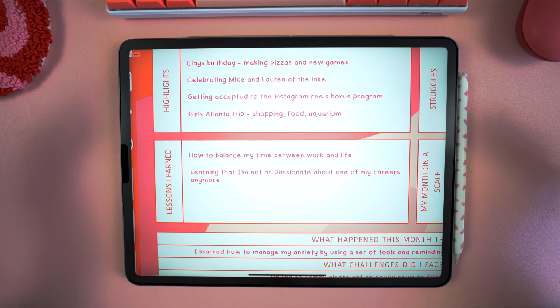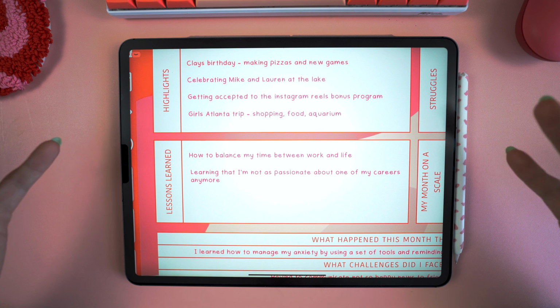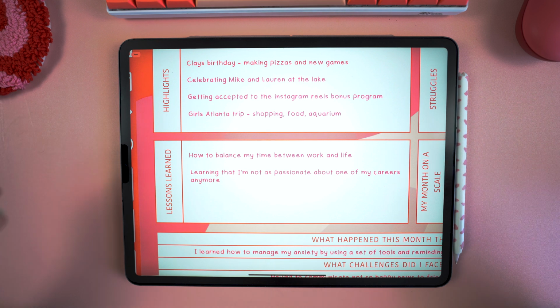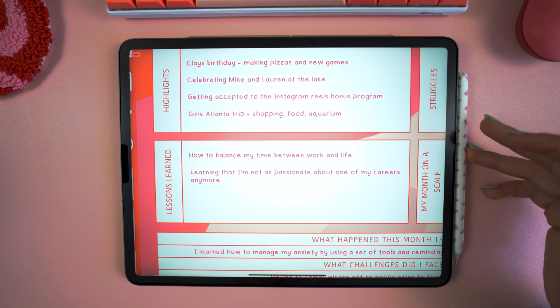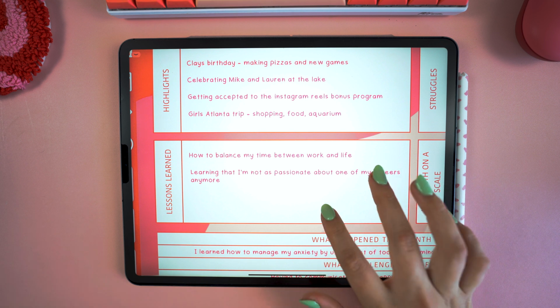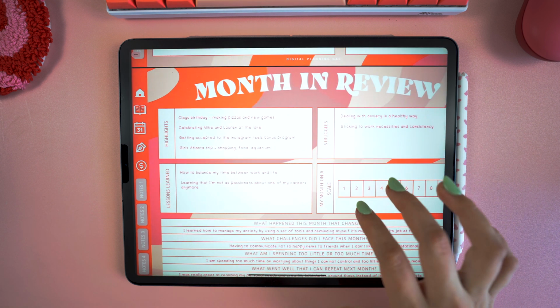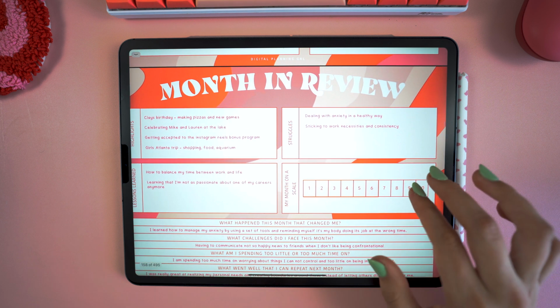Because as an entrepreneur, a creative, I get in these funks where I am so hyper focused on work, and sometimes I literally burn myself out so bad. So it's important to find that really good balance. I also learned that I am not as passionate about one of my careers anymore. However, I have decided to start taking a route to eventually remove that portion of my career, which is exciting.